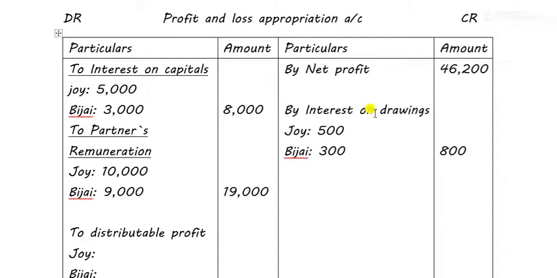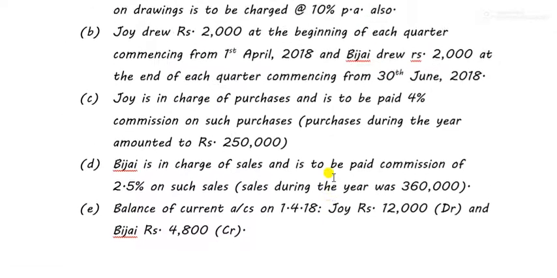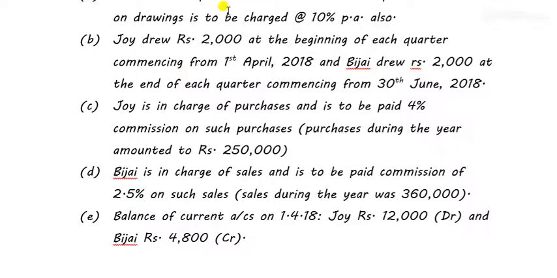This was first, this was second, this was third, this is fourth: interest on drawings. It is an income for the partnership firm, so it is recorded on the credit side. Joy and Bijoy, how much? 500. How did I calculate this? First Joy withdrew 2,000 at the beginning of each quarter. Listen carefully. There are 4 quarters, so he withdrew money 4 times. 2,000 into 4.